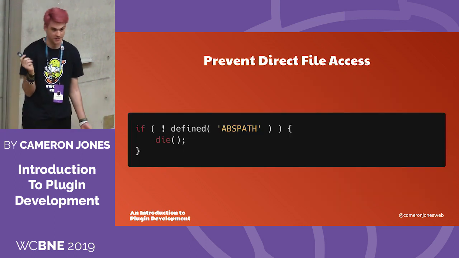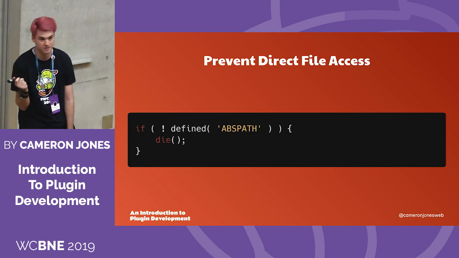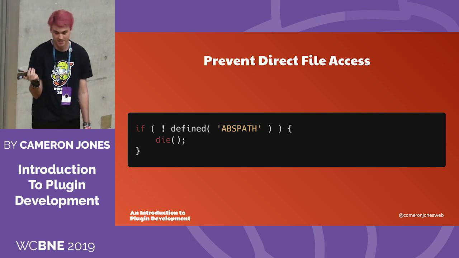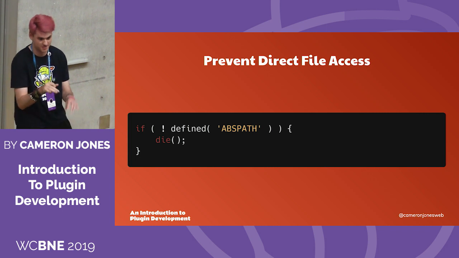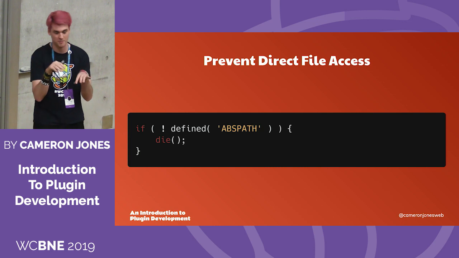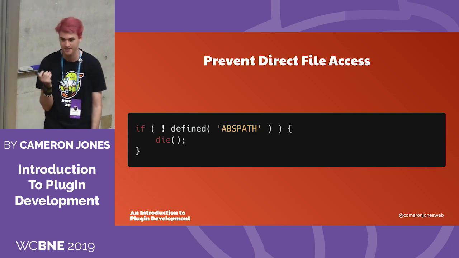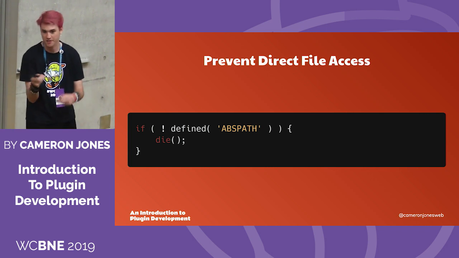So next up, we're going to start writing some code. This is the first thing that you should do: prevent direct file access. All this does is check for a constant that WordPress defines. So if someone types in the URL yourdomain.com/wp-content/plugin/your-plugin and then a PHP file, if you have this, nothing will happen.